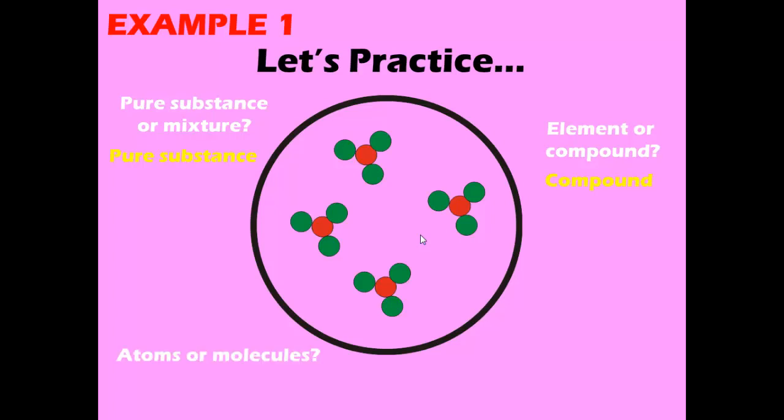The third question asks you, the little particles that you're looking at, are these things atoms or are they molecules? You should recall that atoms are single individual building blocks. A molecule would be when you have at least 2 atoms that are chemically bonded together. So as you look at this sample, you should be saying to yourself, these things are definitely molecules.